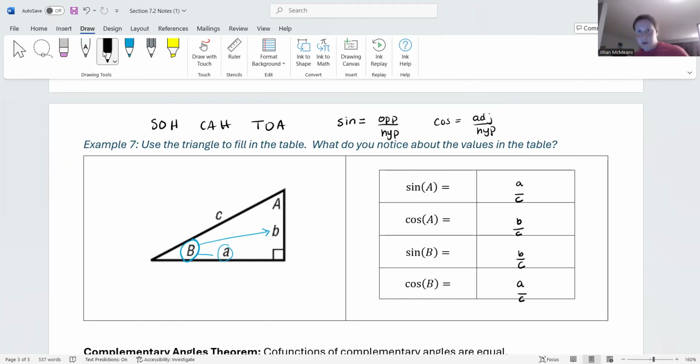So what do we notice here? The directions say, what do you notice about the values in the table? Well, what I notice is that sine of A equals cosine of B. Notice right here, those two are equal. So if I have sine of A, the ratio is equal to cosine of B. That's really neat, right? And then if I look at cosine of A and sine of B, those ratios are equal. So we have sine of B equals cosine of A. What does that tell us? Well, we already know that A and B are complementary.